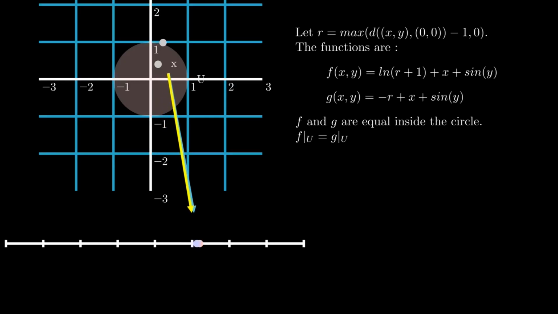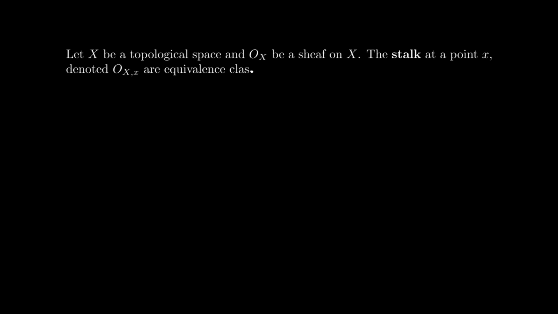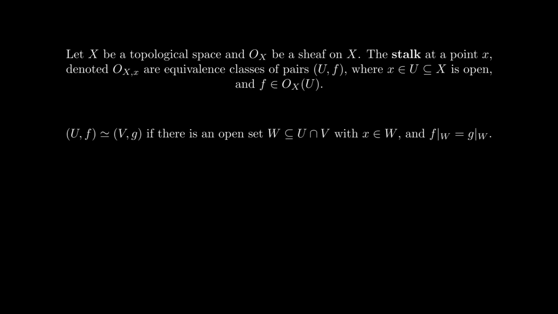Now, consider these two functions. They are equal when the point is inside the circle. How can we express this relationship? To do so, we use the notion of a stalk. It's a way of zooming in at a certain point. Here's a formal definition in terms of equivalence classes of pairs (U, f), where U is an open set containing the point x and f is an element of O_X(U). Intuitively, it means that two elements of the stalk are equal if they agree in an open set containing x. Elements of the stalk are called germs.